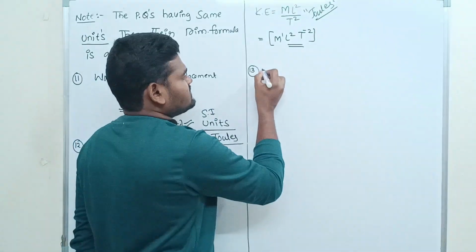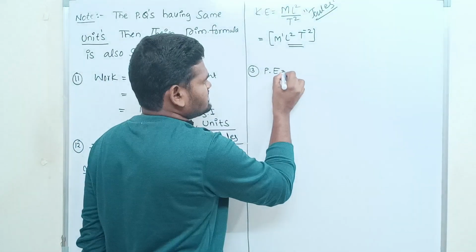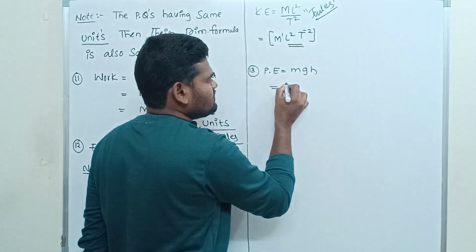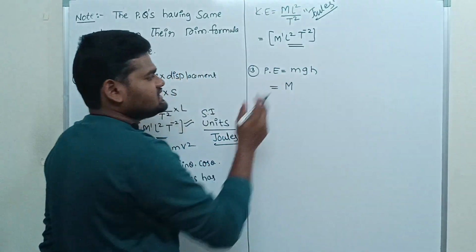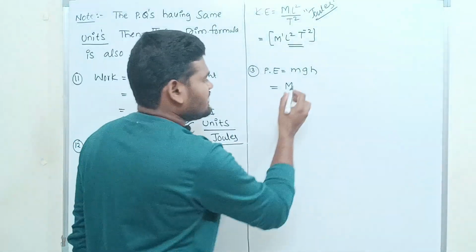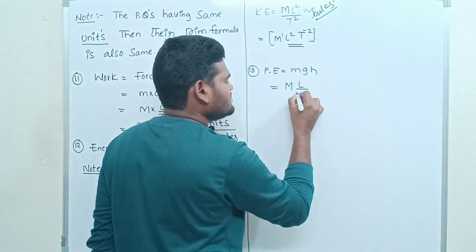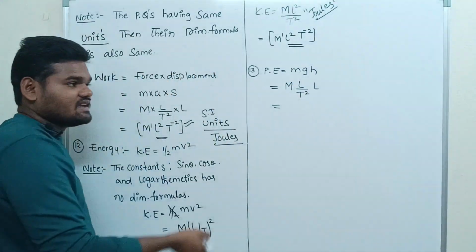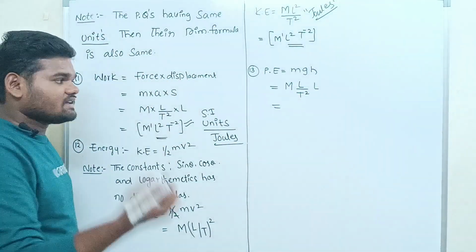Okay, so the 13th one is potential energy. Potential energy is equal to mgh. M means mass, capital M. G means acceleration due to gravity, that means L by t square. H means height, length. Height is measured in terms of length, 2 meter, 3 meter, like that.